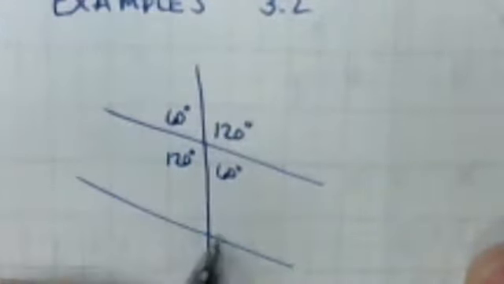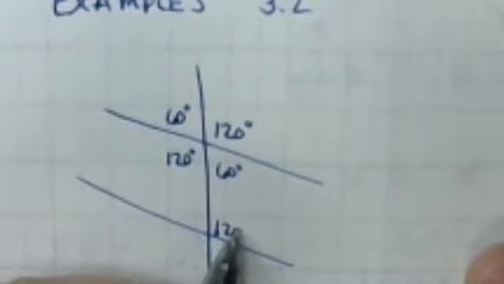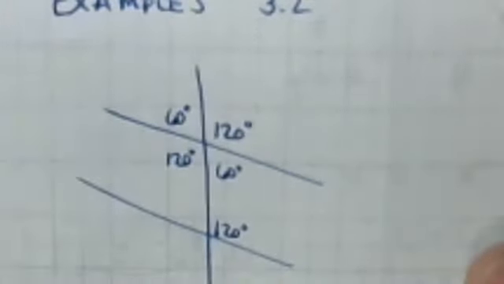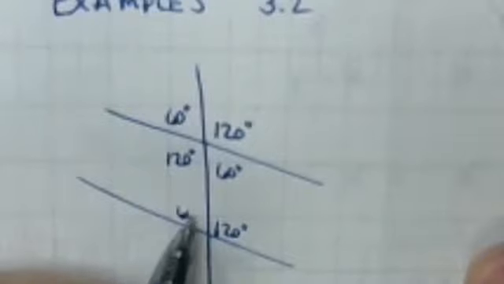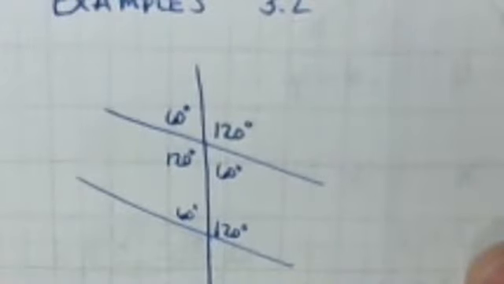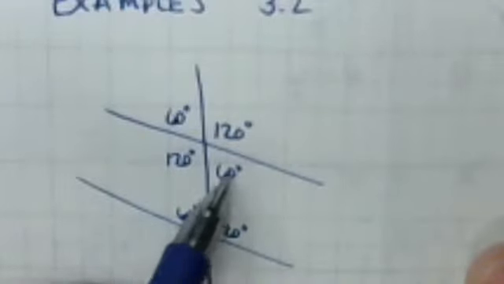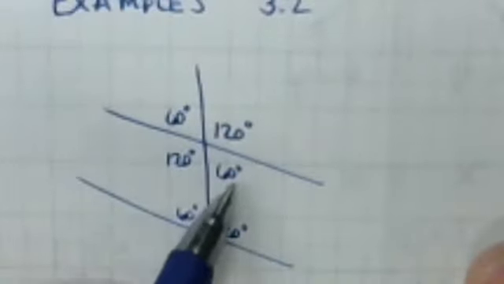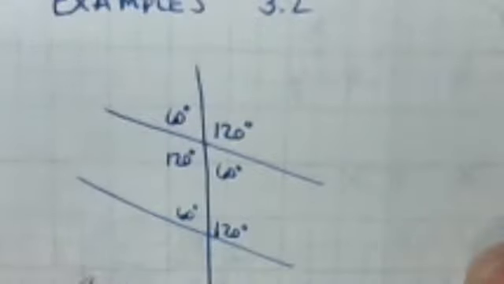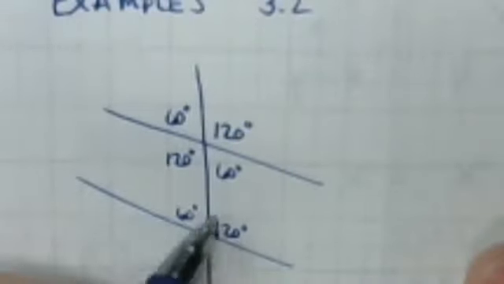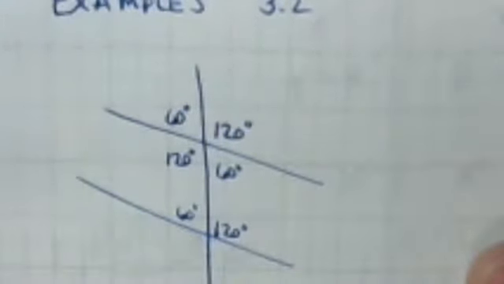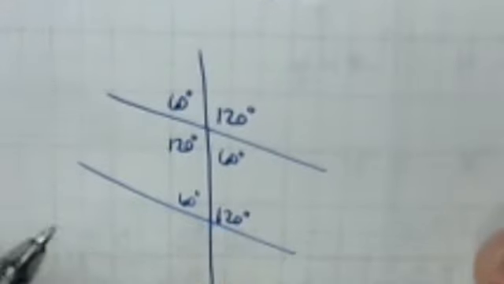Now, this 120 corresponds with this angle, so I know that angle has to be 120. And then 60 corresponds with this angle because it has to be the same. And if you notice, the alternate interior angles are congruent, 60 and 60, 120 and 120. Also notice that same side interior angles are supplementary. So far all of our rules are working out.